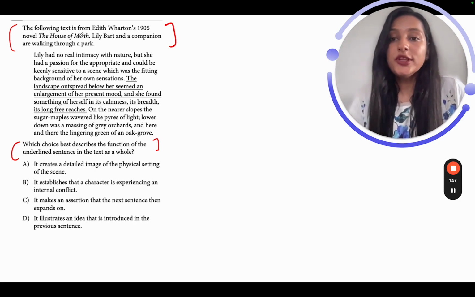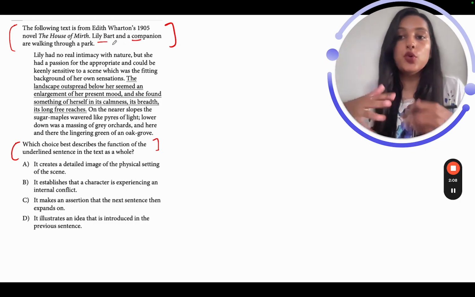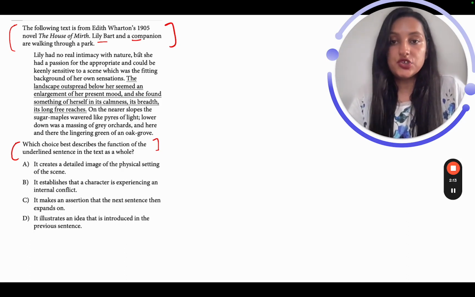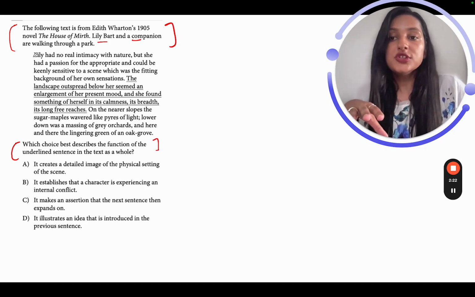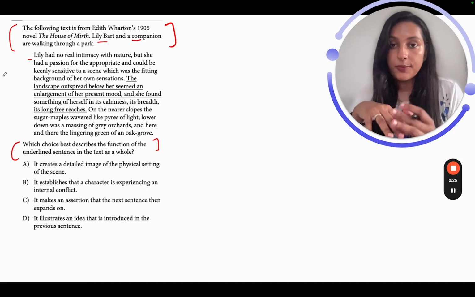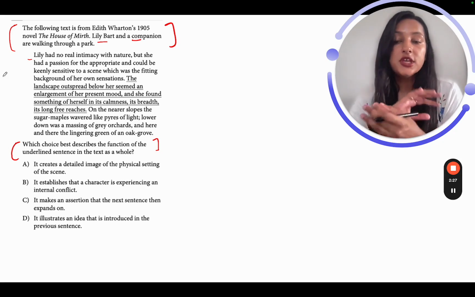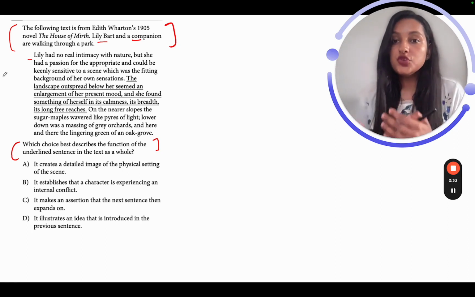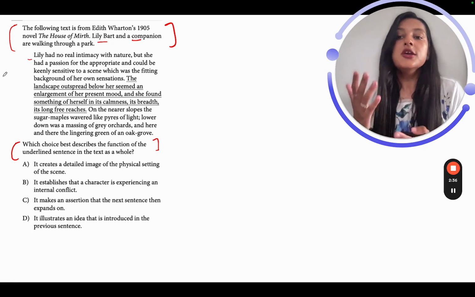Let's read this. The following text is from Edith's 1905 novel, The House of Mirth. Lily Bart and a companion are walking through a park. So we are going to be talking about this person, Lily Bart, and a companion, who are walking through a park. Let's read. Lily had no real intimacy with nature, but she had a passion for the appropriate and could be keenly sensitive to a scene which was a fitting background of her own sensations. So Lily is not really fond of nature, but she is very aware of her environment, which reflects her mood. Whatever her mood is, if the environment is reflecting that mood, she is aware of it and she likes it. Correct? Let's read ahead.